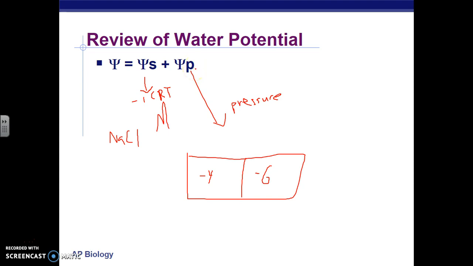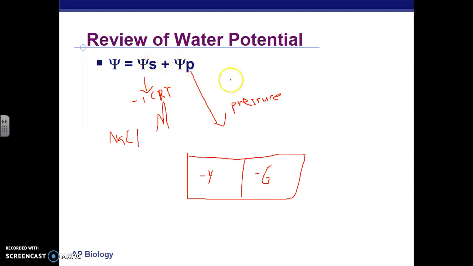Now, the pressure potential can be positive or negative. A pulling force or suction creates a negative pressure potential, and a pushing force creates a positive pressure potential. That idea is key: a pulling force creates a negative pressure potential, and a pushing force creates a positive pressure potential.